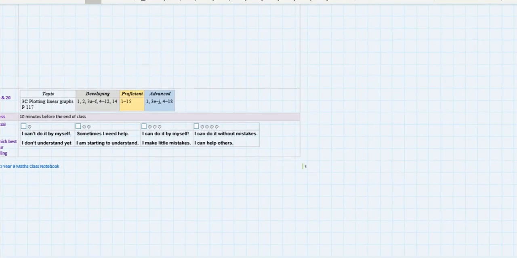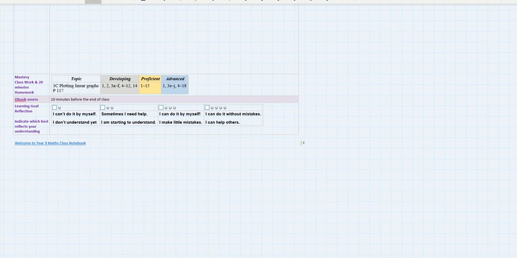Okay, what I'd like you to do now, folks, is prepare yourself some Cartesian planes. Otherwise, you'll just have to draw a lot up in your book. And have a go at the mastery questions, please.